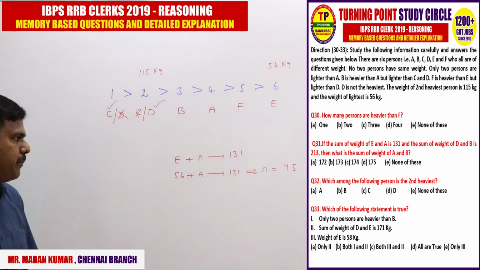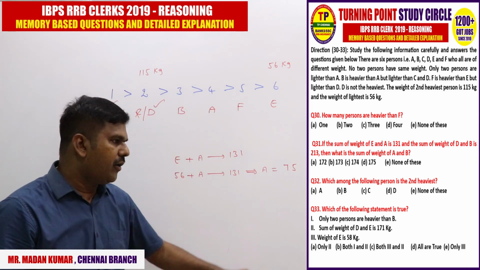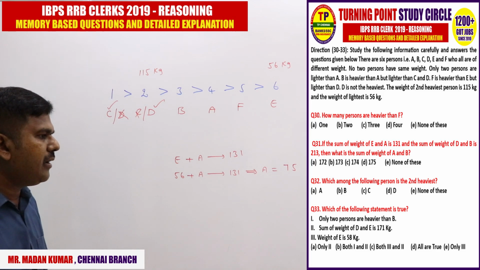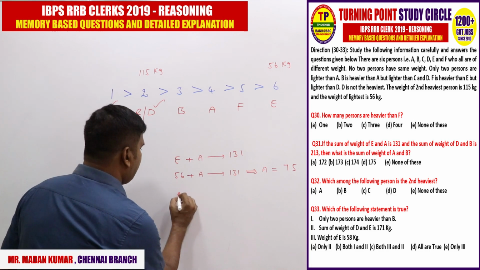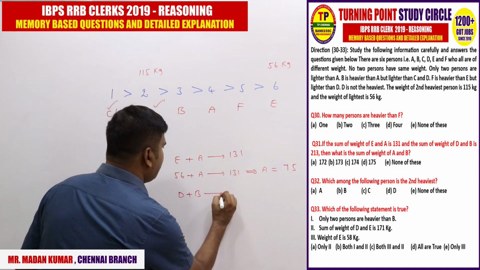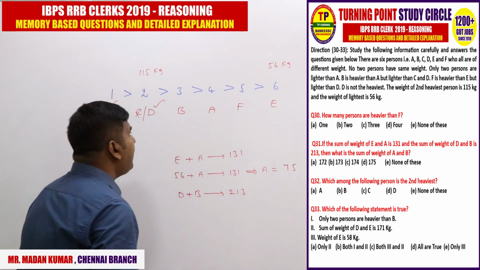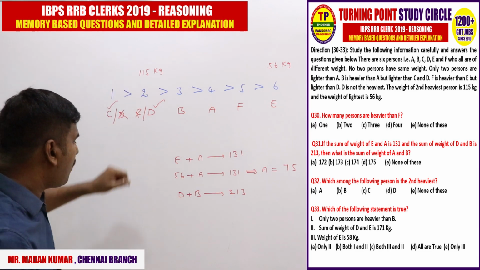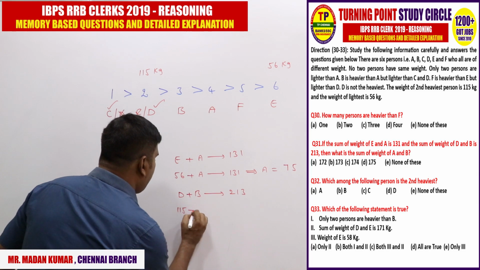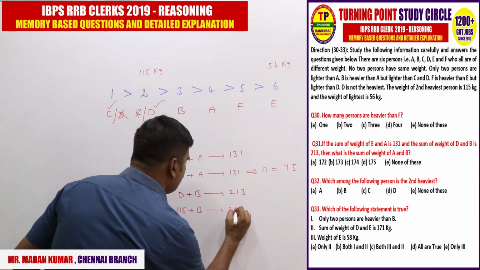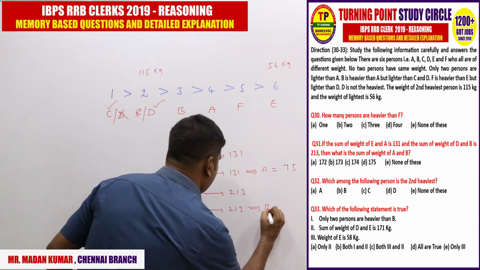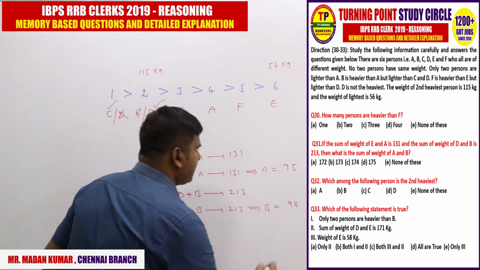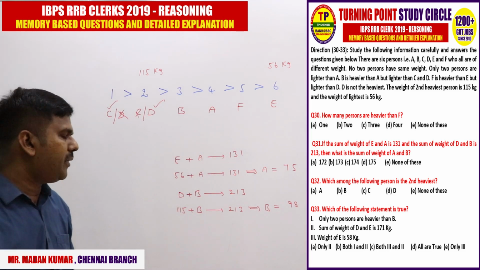75, right? That implies A is equal to 75. What is the next information being given? The sum of weight of D and B is 213. D comma B is 213, right? So we do know D's weight, that is second heaviest, 115. 115 plus B is equal to 213. That implies B is equal to how much? 98.